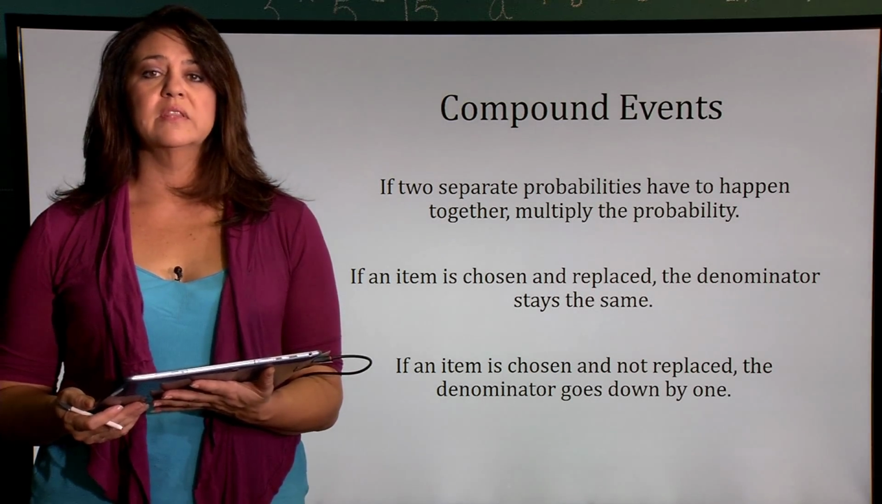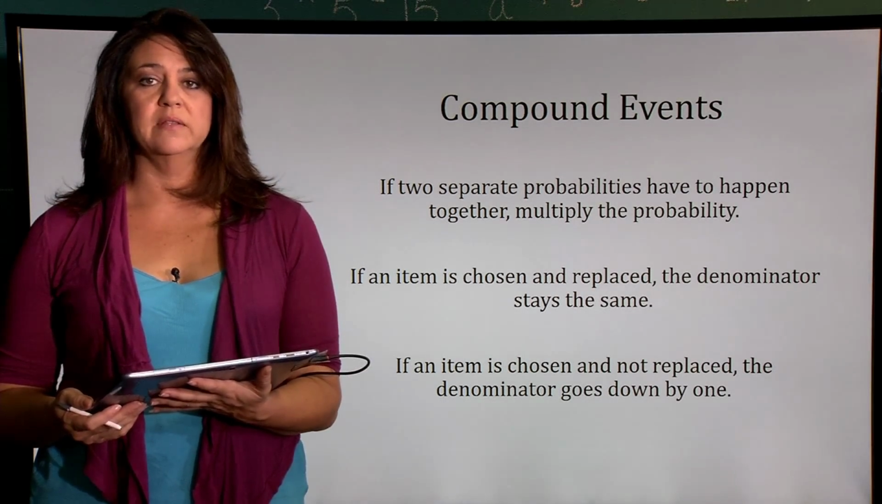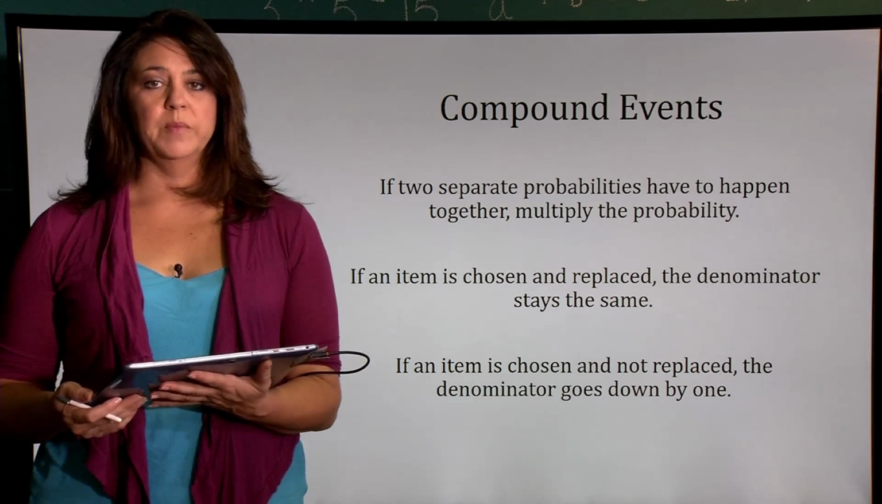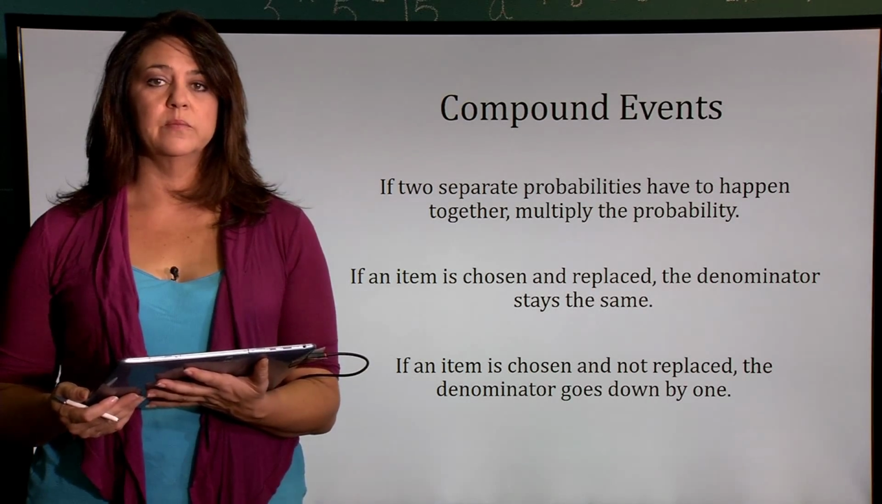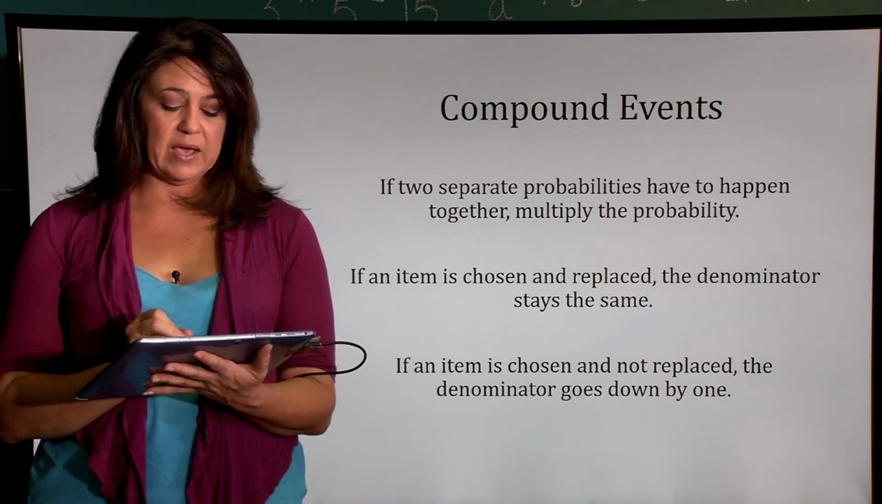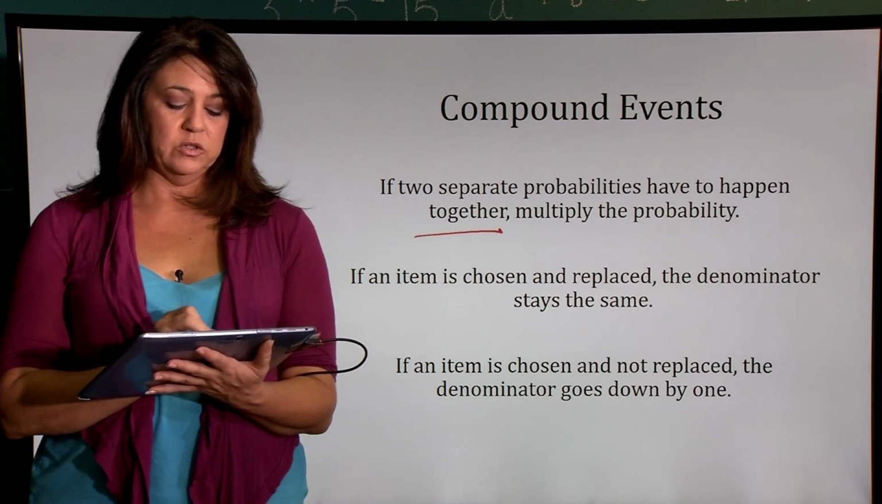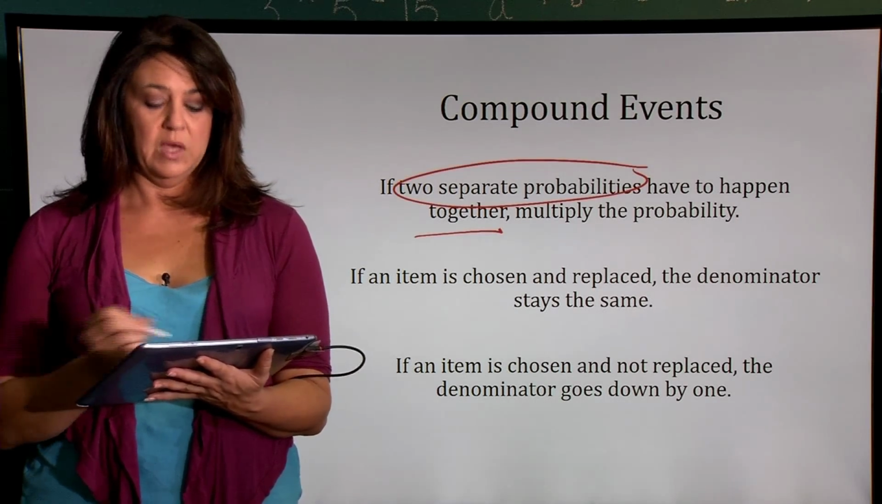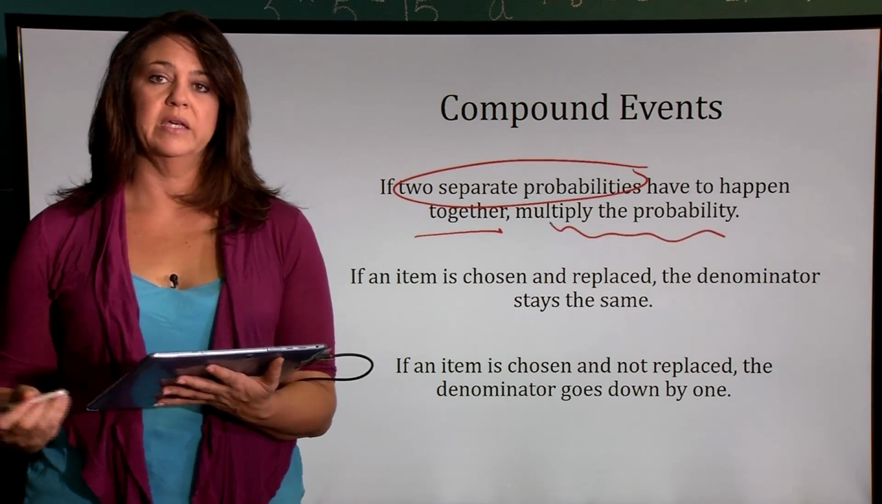Hello, the topic for this video is compound events. When you're working with probability, having compound events means two things that have to happen together, two separate probabilities. So we're going to multiply each probability together to find the final answer.